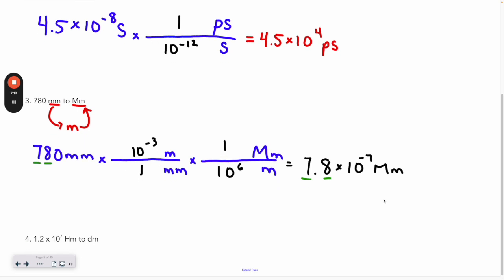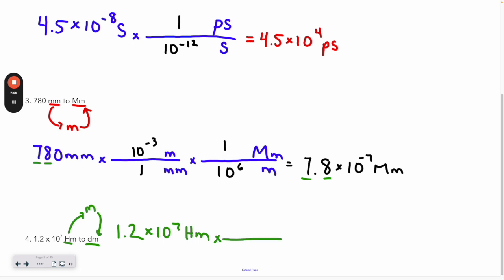Okay, let's look at another practice. So here I give you 1.2 times 10 to the 7th hectometer. So that is my given. And it's asking me to get into decimeters. Well, these are both prefixed units, so I cannot go directly from hectometers into decimeters unless I know that relationship, but I will not directly give it to you. So instead, I'm going to go from hectometers first into my base unit of meters, and then I can get into decimeters. So I'm going to write that out here.